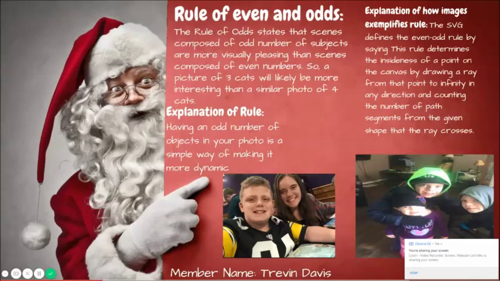The SVG defines that even and odd rule by saying this rule determines the insideness of a point on the canvas by drawing a ray from that point to infinity in any direction and counting the number of path segments from the given shape that the ray crosses. Having an odd number of objects in your photo is a simple way of making it more dynamic.